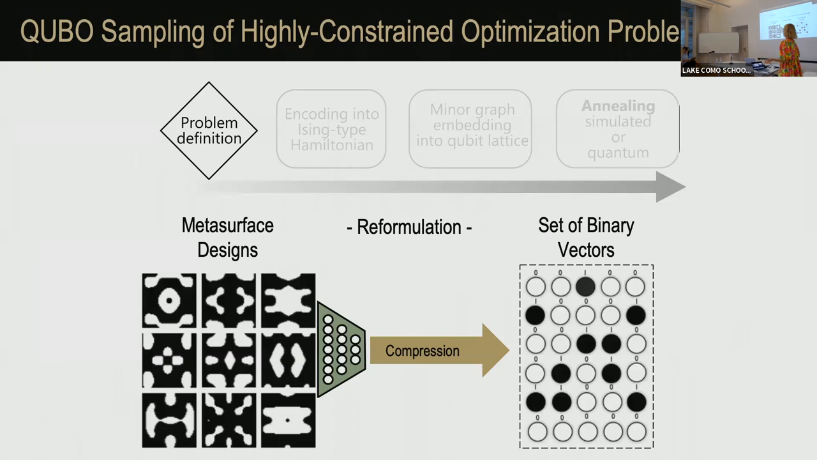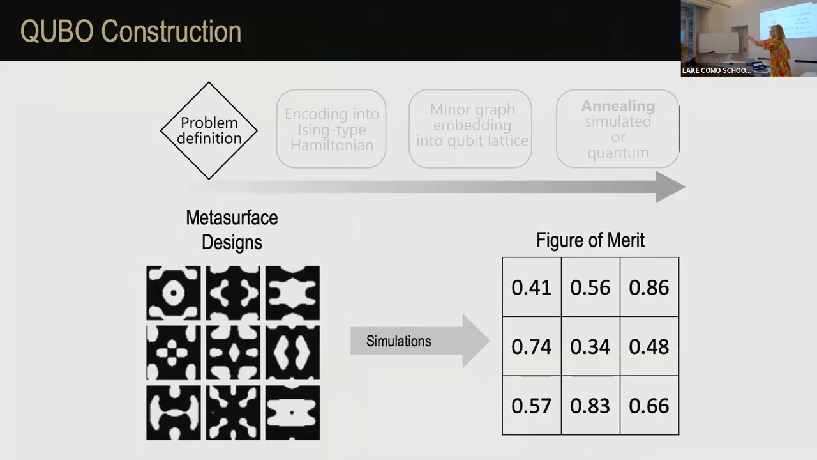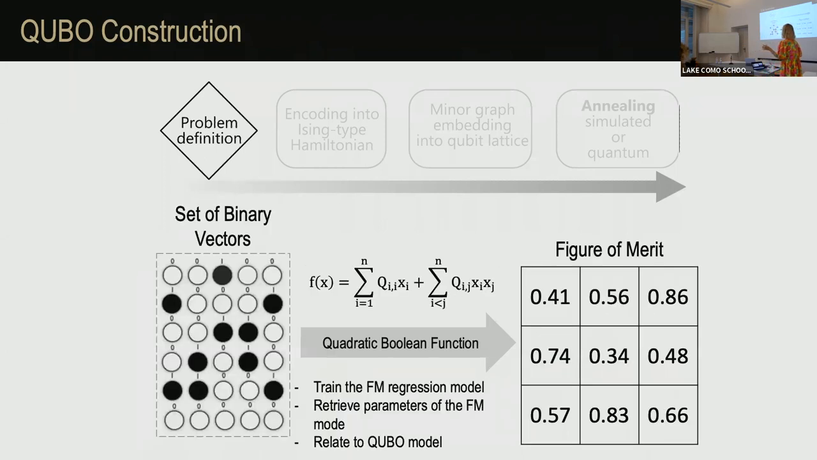First of all, you're dealing with pictures, right? You have to get rid of pictures and go to binary vectors. These are ups and downs, right? So you have to first encode it in such binary vectors. Then, since you have a figure of merit for each metasurface design, you will have a correspondence between a binary vector collection and your figures of merit. The next thing is something that algorithm people and mathematics people have to do, and that's my simple understanding of that.